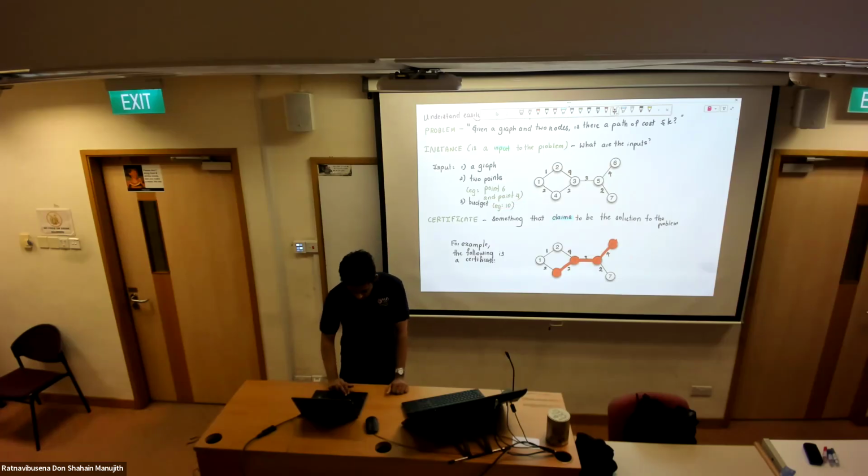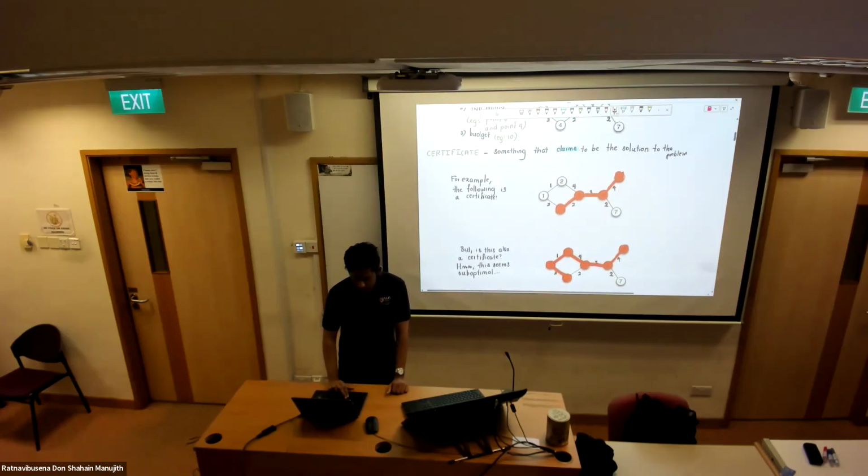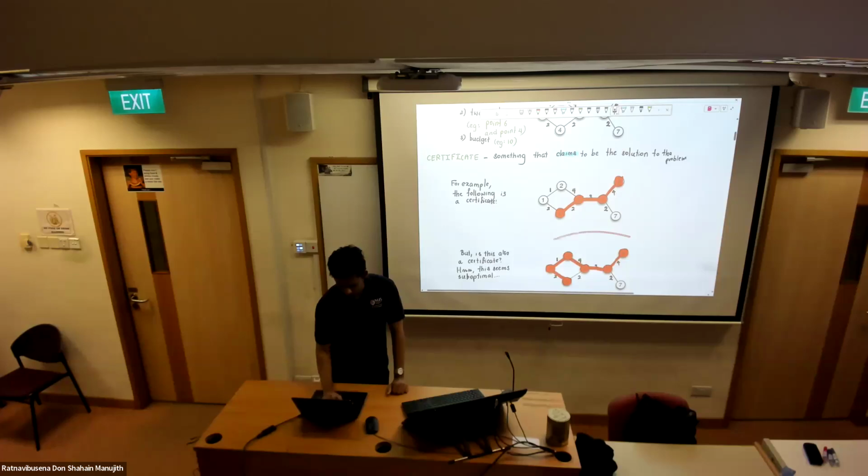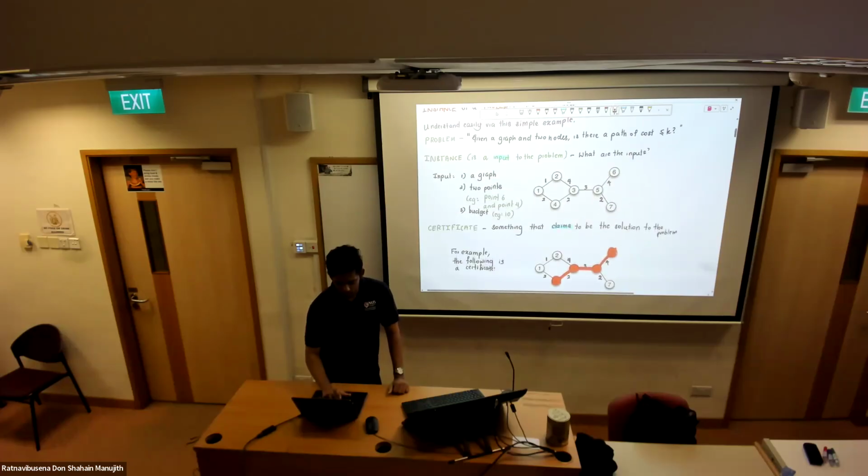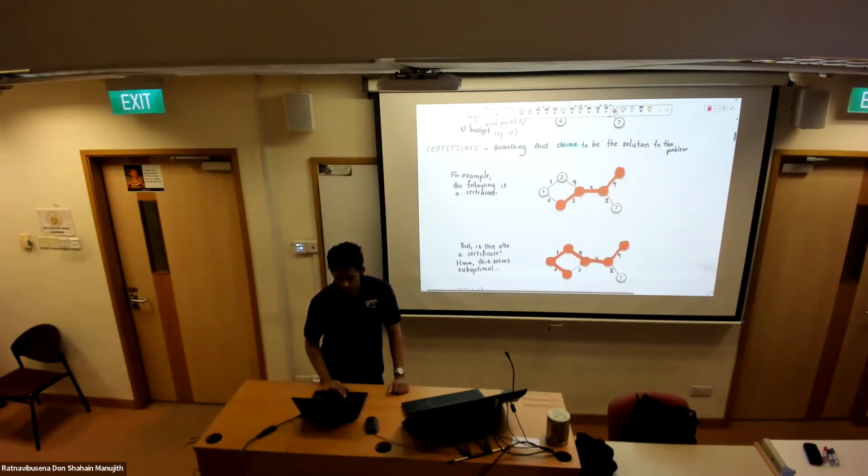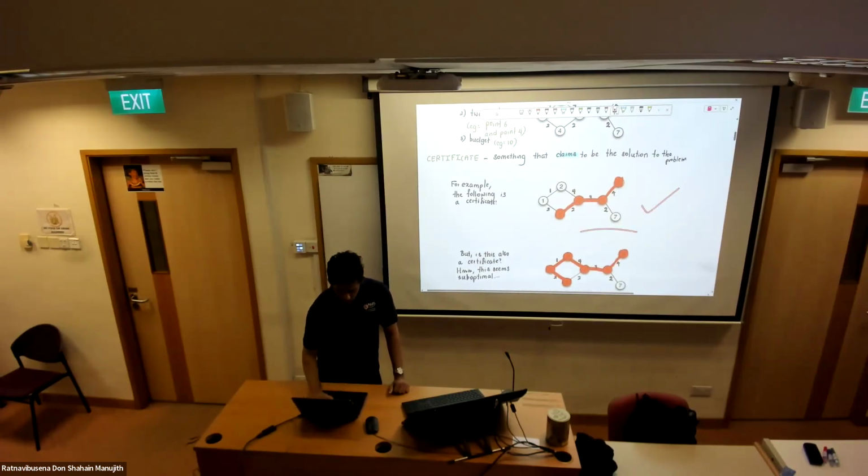Now I'll ask you another question. Is this a certificate as well? Recall that our problem is we have a graph, two points, for example 4 and 6, and a budget. We need to find a path from 4 to 6 whose cost is at most the budget. We know that this is a certificate. How about this one? Is this a certificate as well?